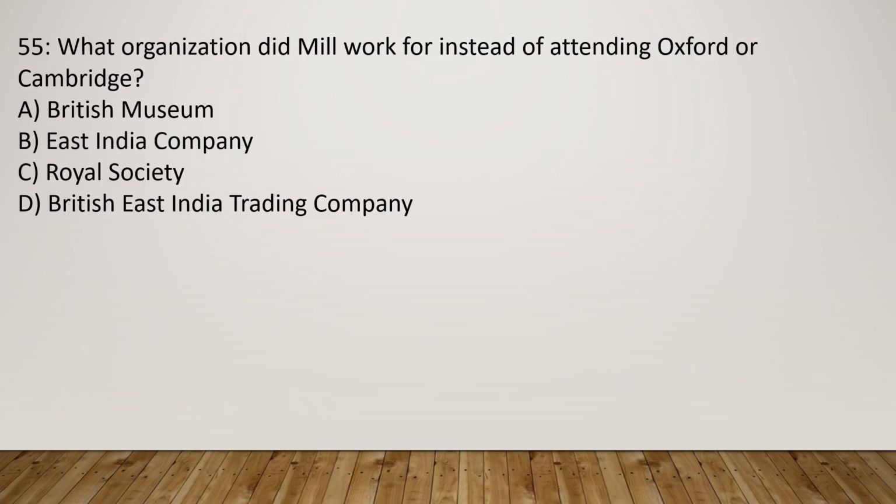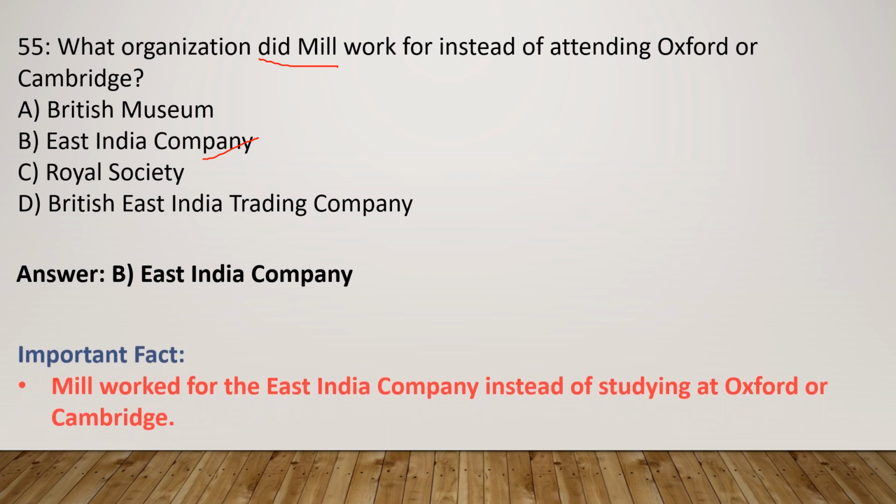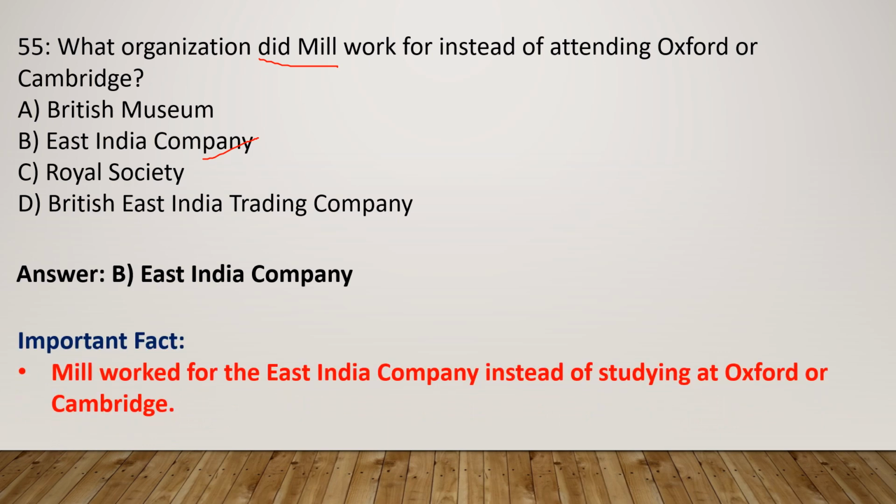What organization did Mill work for instead of attending Oxford or Cambridge? It was East India Company. Option B. Mill worked for the East India Company instead of studying at Oxford or Cambridge.